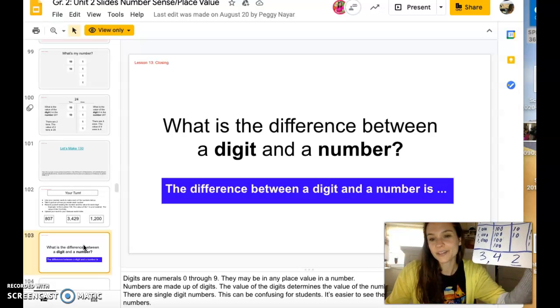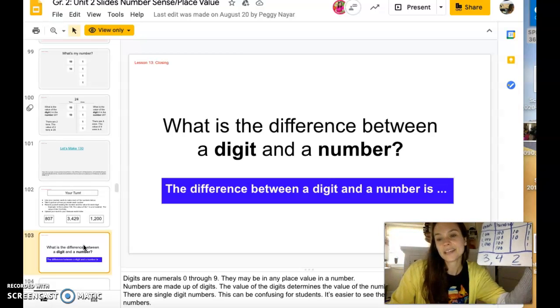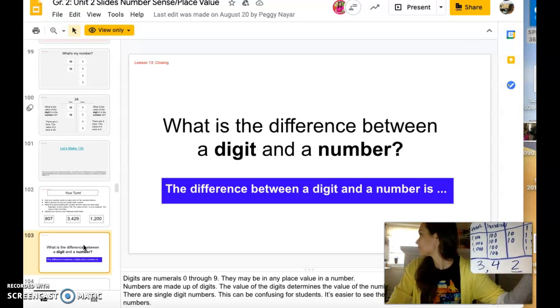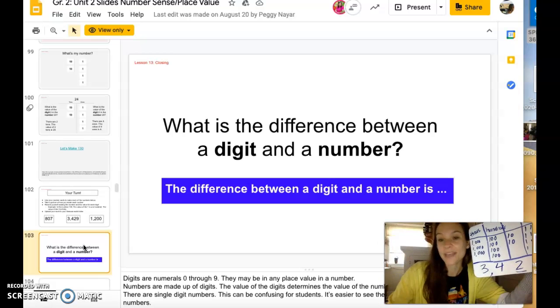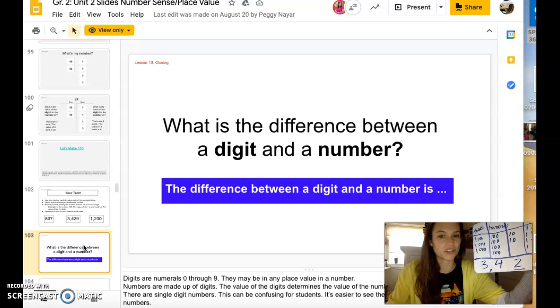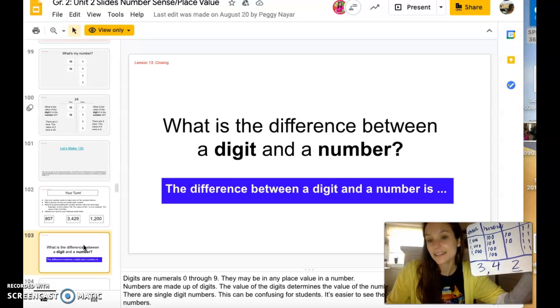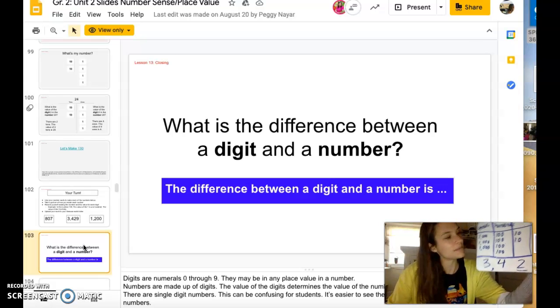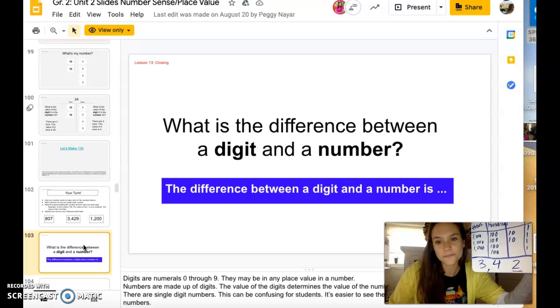Now, it can be a little confusing because I could have the number 8, and the number 8 is a digit, but it's also a number. Like if I said I have 8 smoothies, and I'm going to share my 8 smoothies, 8 is a number. It's just in the ones place, right? Sometimes that can be confusing for scholars.